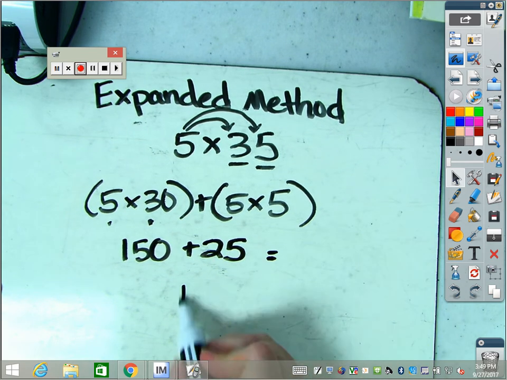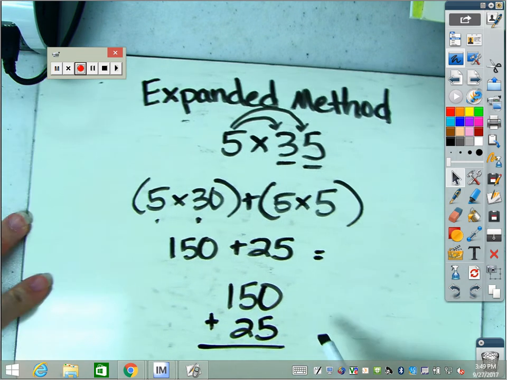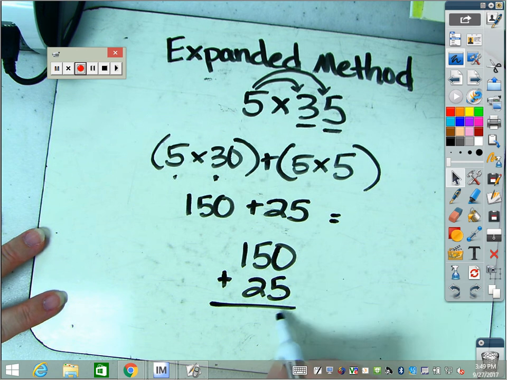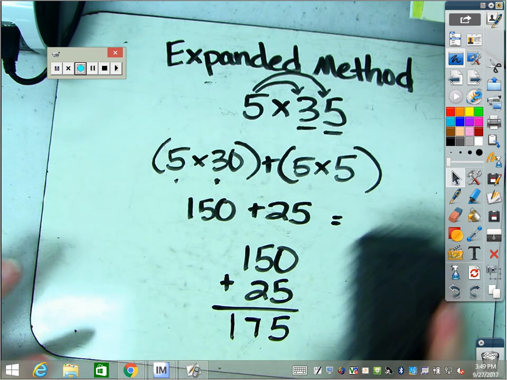And when I add those together, just to show you, you might be able to do that in your head, but if you can't, you can add them together on your board, lining up your place values. 0 plus 5 is 5. 5 plus 2 is 7, and then we can bring down our 1, so your answer is 175.